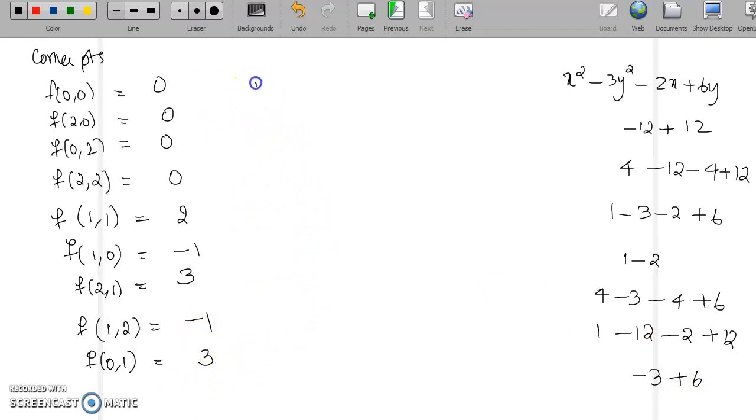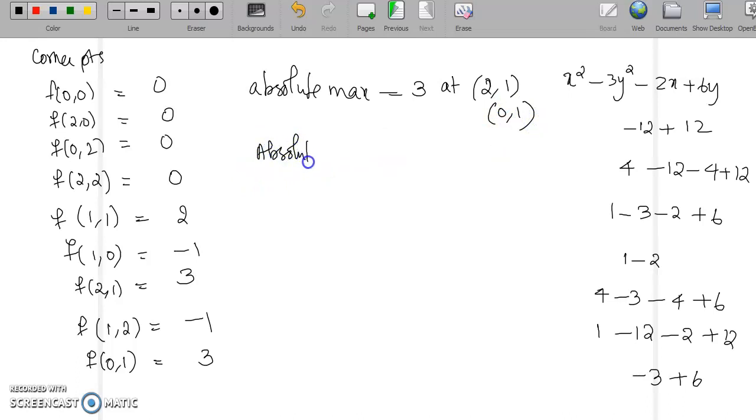So the absolute maximum will be the maximum of all these values, which is equal to 3. That will be occurring at the points 2, 1 and 0, 1. And absolute minimum is going to be minus 1. That will be occurring at the points 1, 0 and 1, 2. So that is the absolute maximum and absolute minimum of the given function.